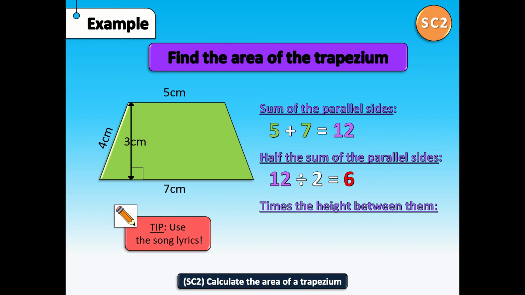And then we times by the distance between the parallel sides. So that means we times by 3. So 6 times 3 is 18. And remember, area is always measured in centimeters squared. So our answer is 18 centimeters squared.